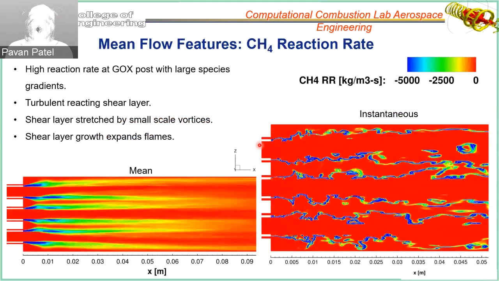So if we look further into the flame through the reaction rate, we can see that the instantaneous snapshot of the reaction rate shows us the shear layer. And this is a very turbulent shear layer, as you can see. And it's because of the very small scale turbulent vortices within the shear layer that are stretching or shrinking the shear layer, and that also plays a role in shaping the flame, the coherent structure of the flame. And if you take a time average of the reaction rate, we can see that the reaction layer is quite thick, around 0.01 meters also. And this is the reason why the flame expands also.